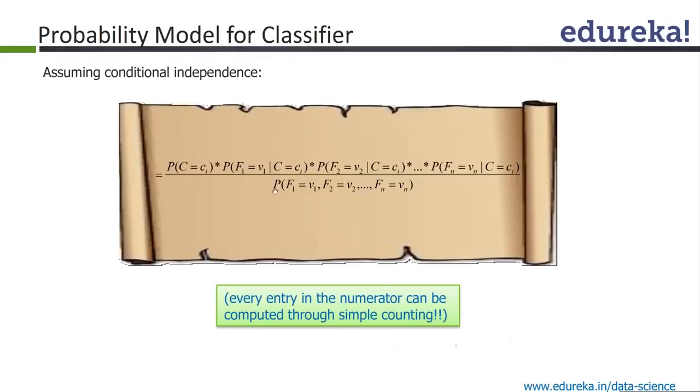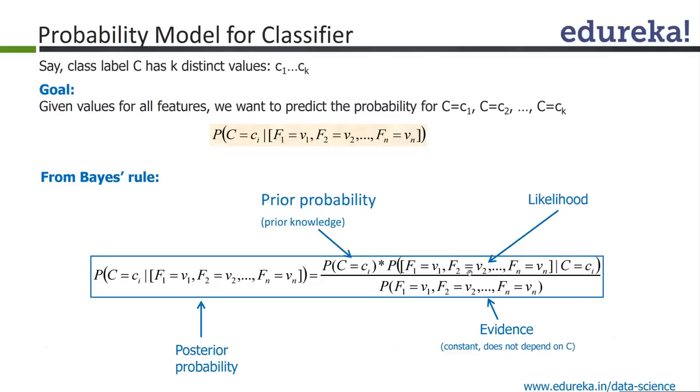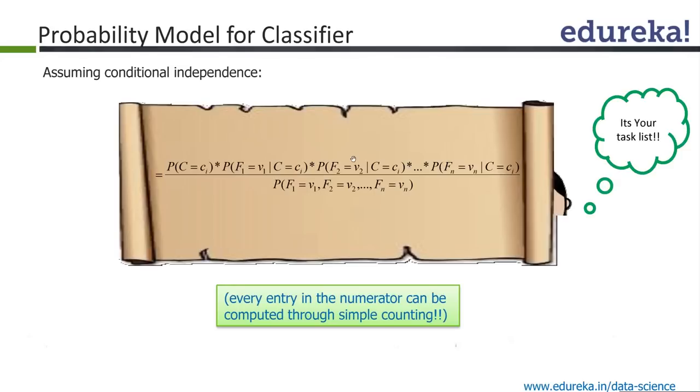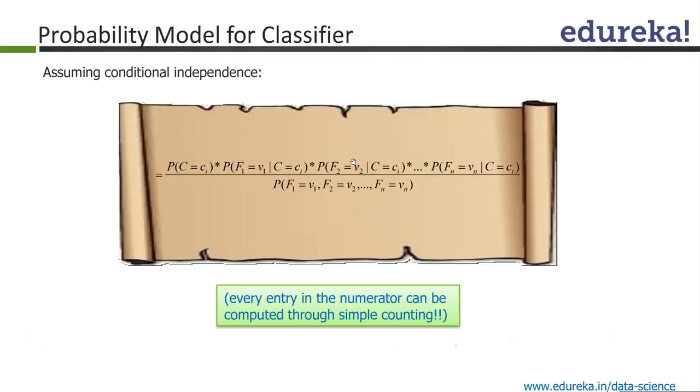We do that because it's very easy to compute this from your data, right? I just need to take all the data points in which C is equal to CI and then count how many times V1 occurs and then count how many times V2 occurs and so on. And this is called conditional independence. Given that C is equal to CI, we are assuming all of these values are independent of each other, and that's why we multiply. So you don't need to understand conditional independence, but we make the simplistic assumptions, and that's why it's called a naive model, and that's why it's called naive Bayes classifier. And as you can see, every entry in the numerator can be computed simply by counting.